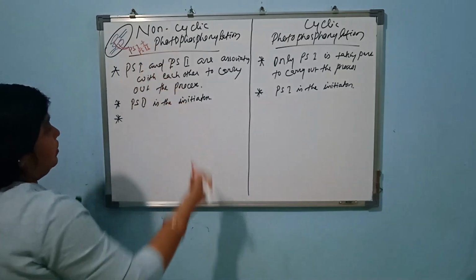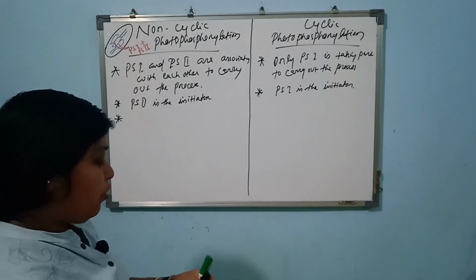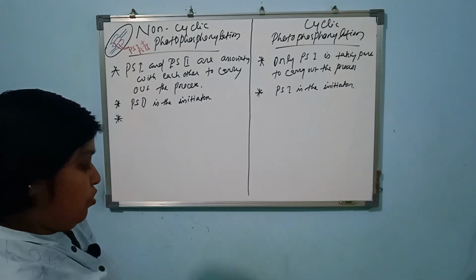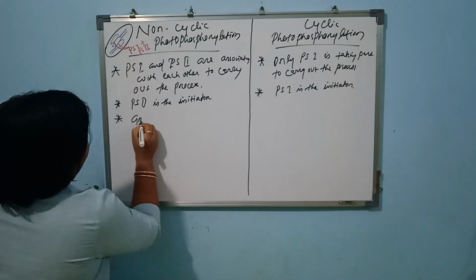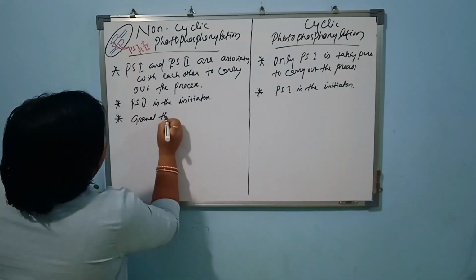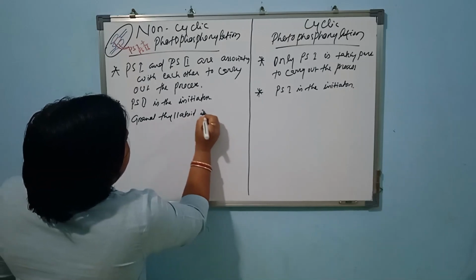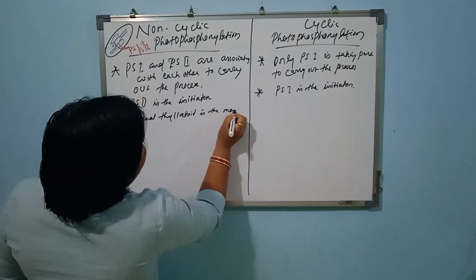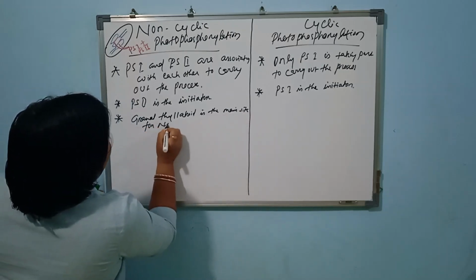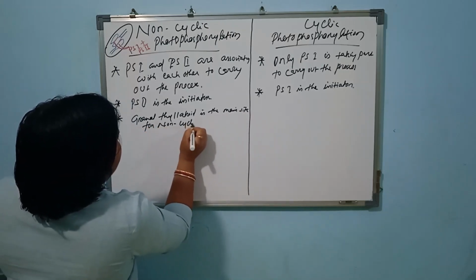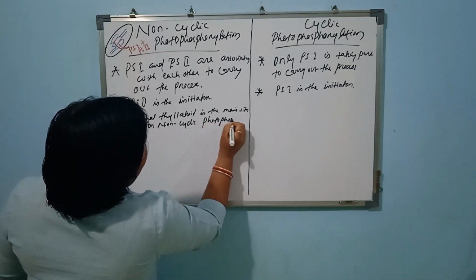As both the pigment systems are participating in the non-cyclic photophosphorylation process, this granule thylakoid is the main site for non-cyclic photophosphorylation process.